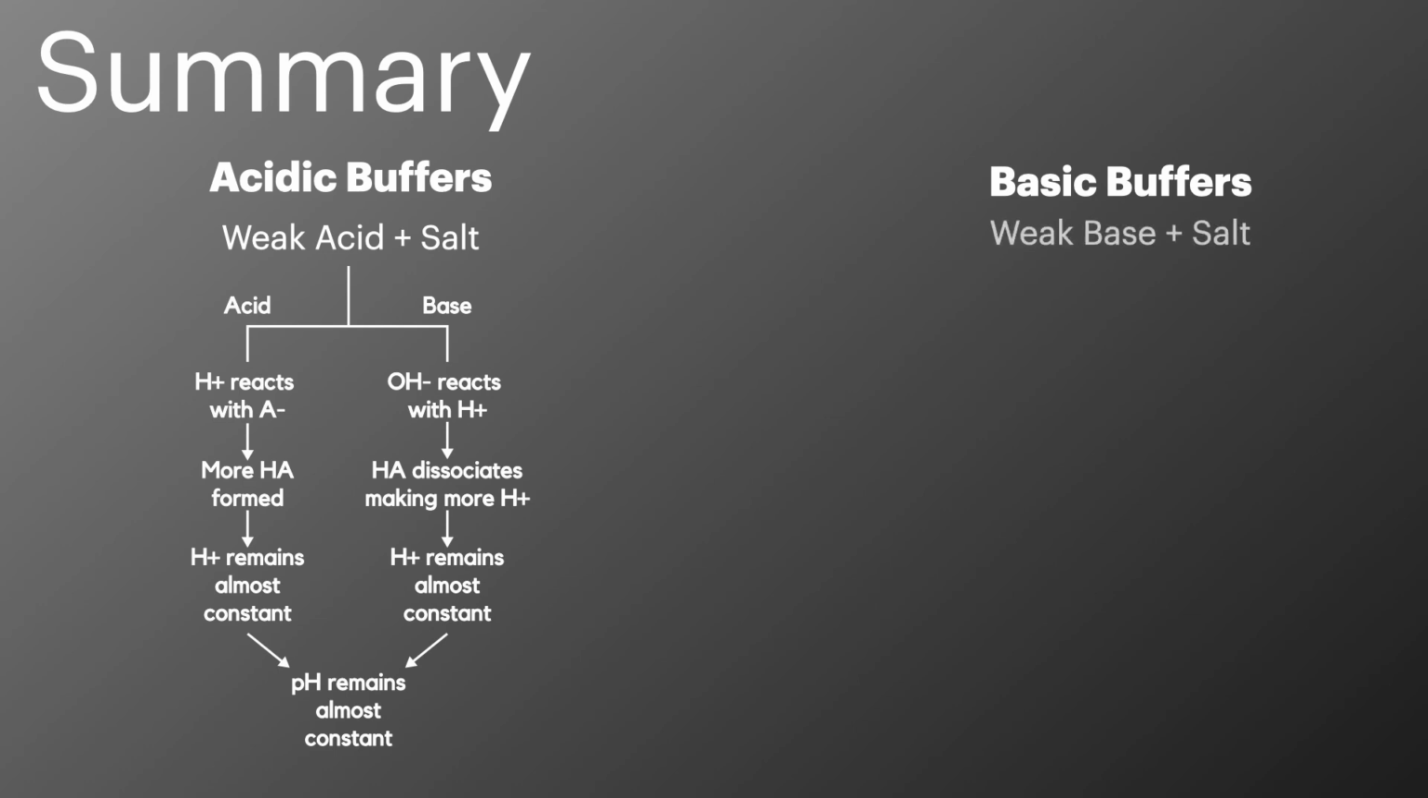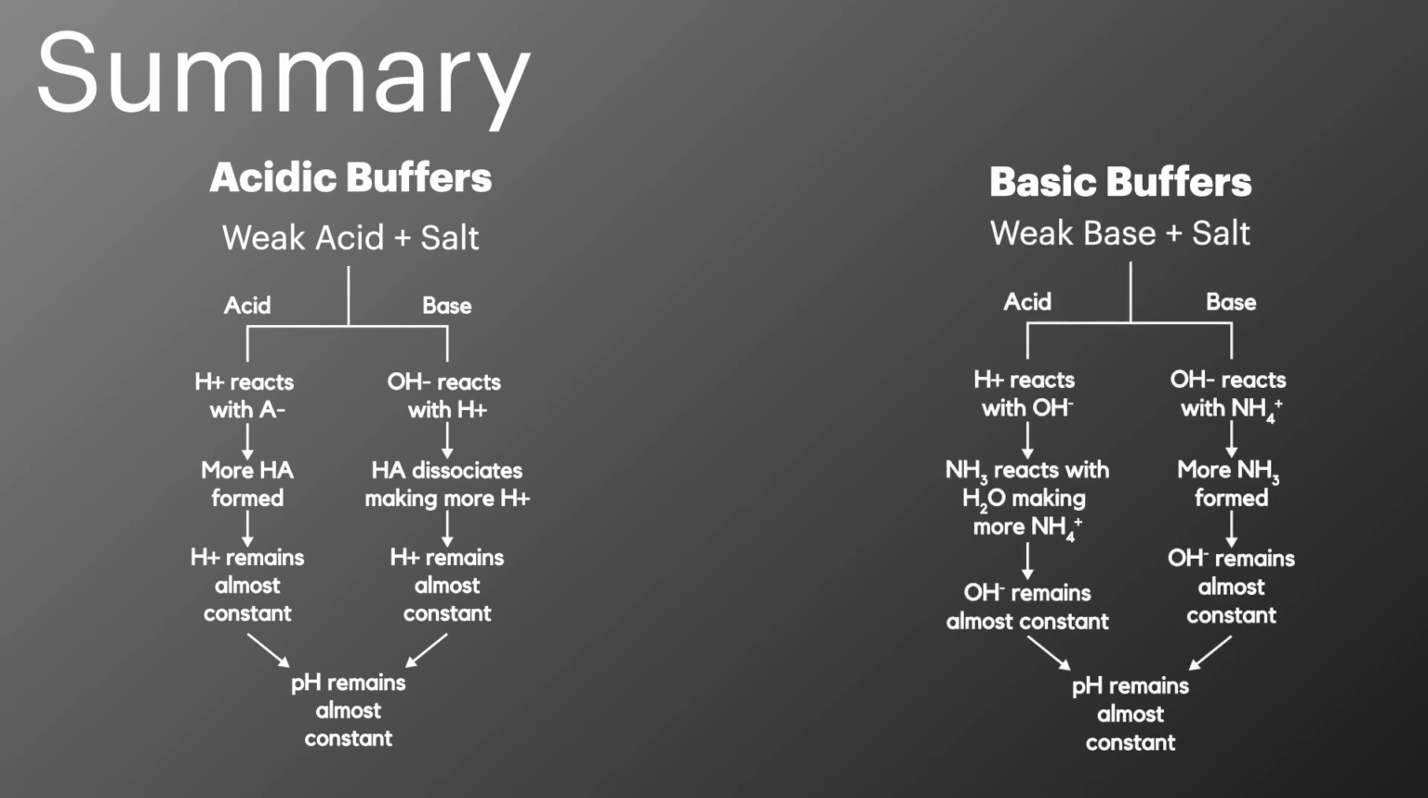Basic buffers are made from the weak base and its salt. If an acid is added to the solution, then it will initially react with the hydroxide ions, forming water. The weak base will then produce more hydroxide ions by reacting with water, and this will restore the concentration of hydroxide ions, keeping it almost constant. If a base is added to the equilibrium, it will shift to remove the added hydroxide ions by reacting them with ammonium ions to form ammonia and water.